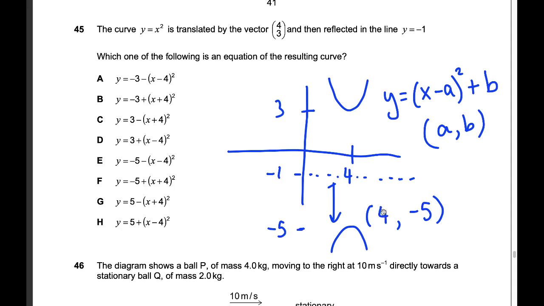Y is going to be minus 5. But here's the thing, this gives you a positive x squared graph, whereas we actually have a negative x squared graph because we sort of reflected it down. So you want one of these equations with a negative in front of the squared bracket, so that rules out quite a few. And then you want the x to be minus 4 and the y to be minus 5. So the only option here is E.